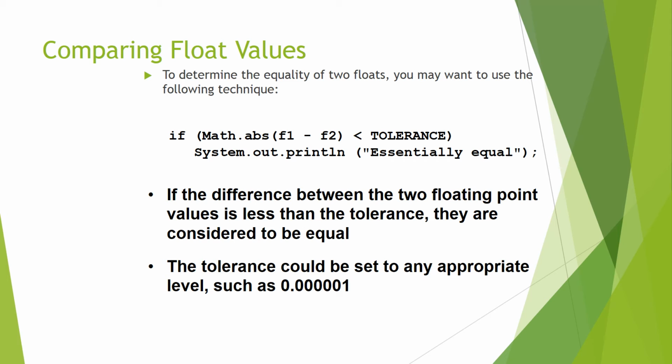Comparing float values. To determine the equality of two floats, you may want to use the following technique. Take a look at the code below. If the difference between the two floating point values is less than the tolerance, they are considered to be equal. The tolerance could be set to any appropriate level, such as 0.0000001.